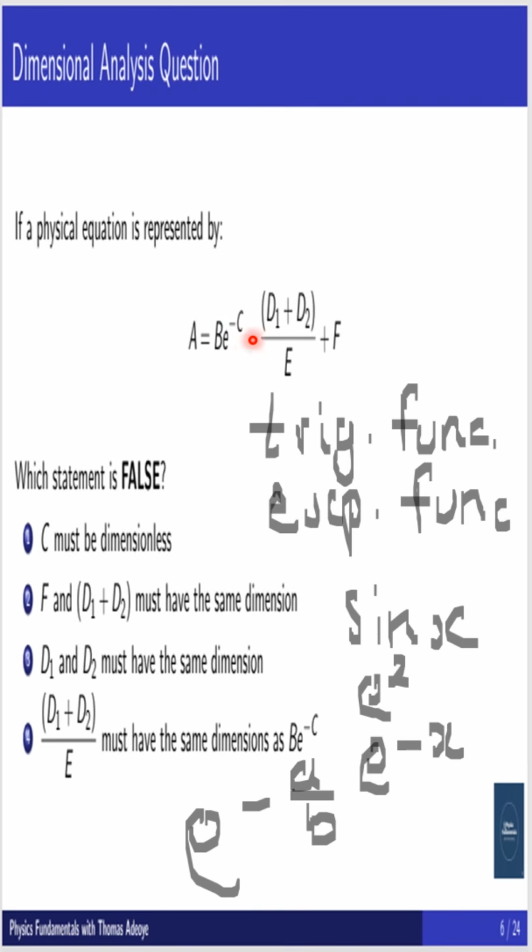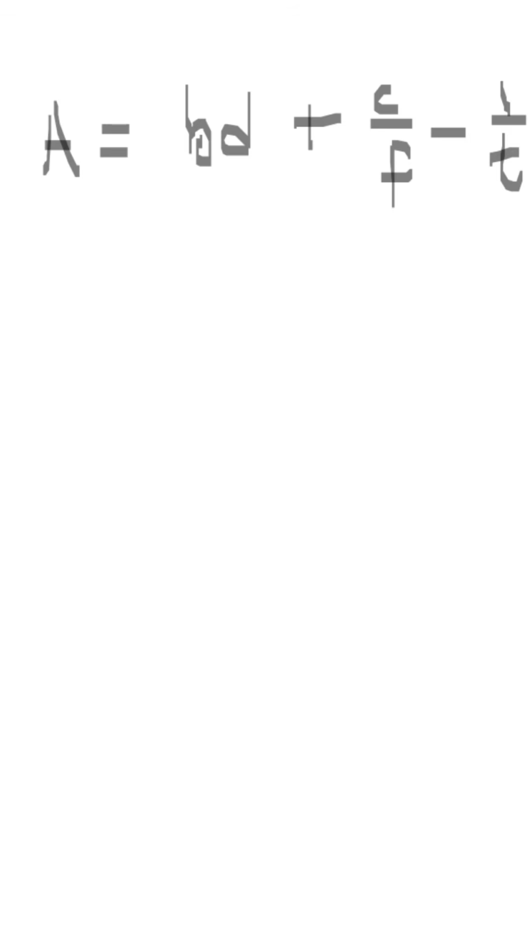So C here, if you look at where C is, this is exponential minus C. Because it's just C and there's no other letter there, this argument, C, must be dimensionless because exponential functions are always dimensionless. Okay, now the second option, which says that F and D1 plus D2 must have the same dimension. We are going to solve this using the principle of homogeneity.